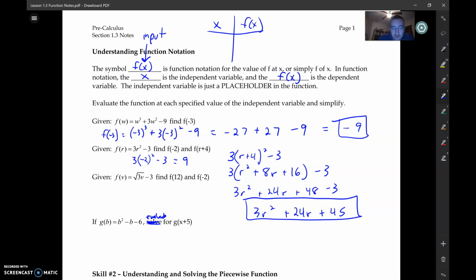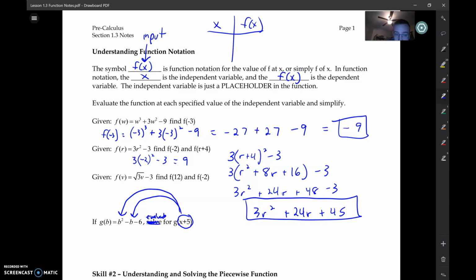So I'm not going to do this one because I'm trying to keep these videos under 15 minutes. But if g of b equals, and then they give you the expression, that's what matters. Because if they tell you to find g of x plus 5, you would take x plus 5 and put it into this slot and this slot. And I actually think it will benefit you to see this written out.